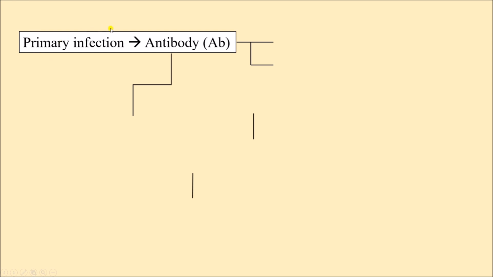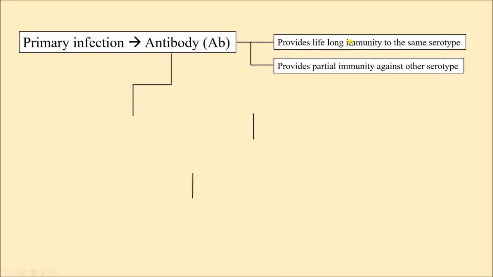As a response to that, antibody will be produced in his body, obviously. The antibody produced after a primary infection has two characteristics. Number one, it provides lifelong immunity to the same serotype. So in this example, the person will have lifelong immunity against DEN1, which means if he is infected again with DEN1 in future, he will be completely protected against the disease.